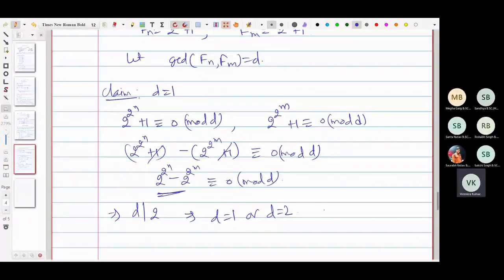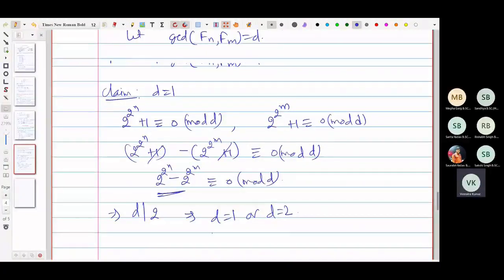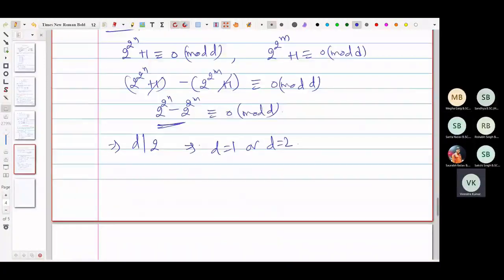Why D is not 2? So you can find it out why D is not 2.